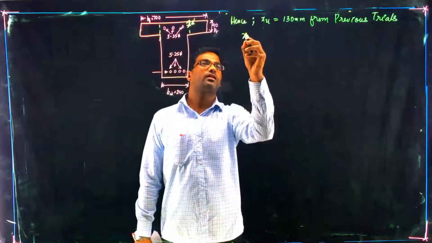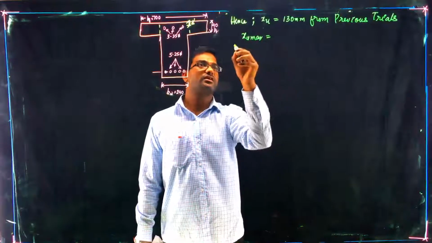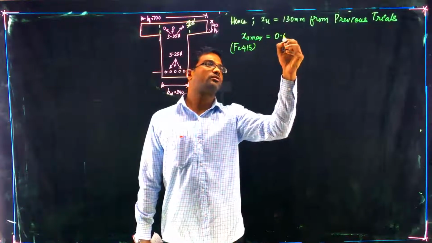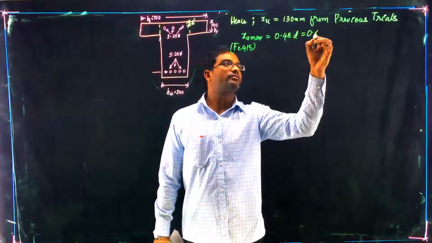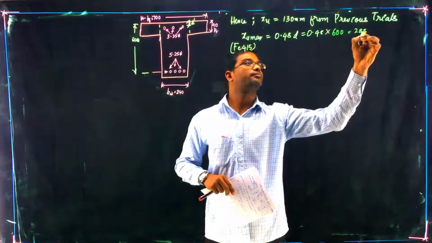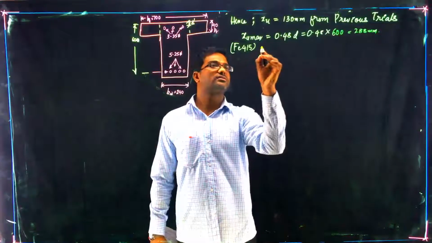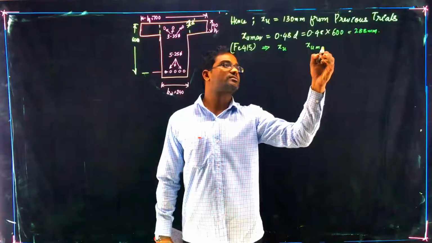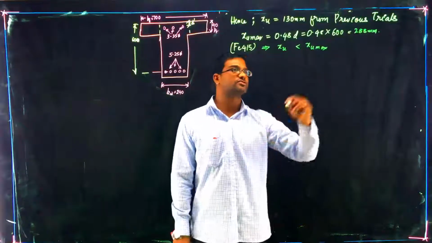Now we need to calculate XU max. XU max for Fe415 steel is given as 0.48 times D from page number 70, which is 288 mm. When you compare XU with XU max, as XU max is more, this section is an under reinforced section.